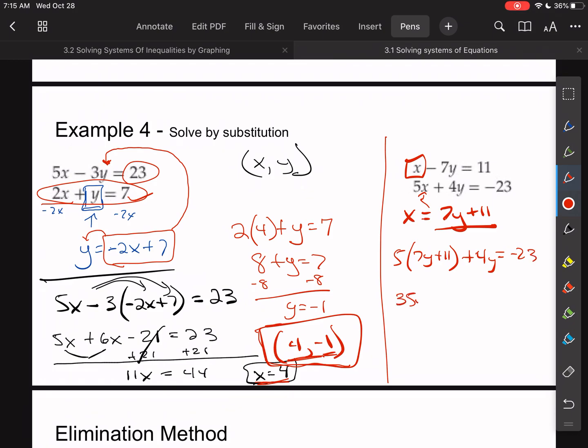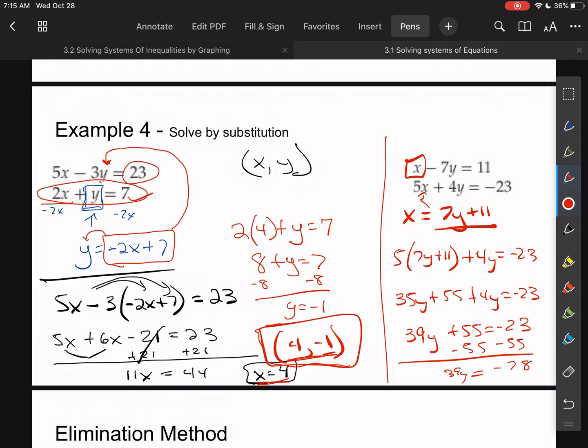So I get 35y plus 55 plus 4y equals negative 23. Combine my terms there. I'm going to have 39y plus 55 equals negative 23. Subtract 55 from both sides, and I get negative 78 equals 39y. And I believe if you divide both sides by 39, you get y is equal to negative 2.